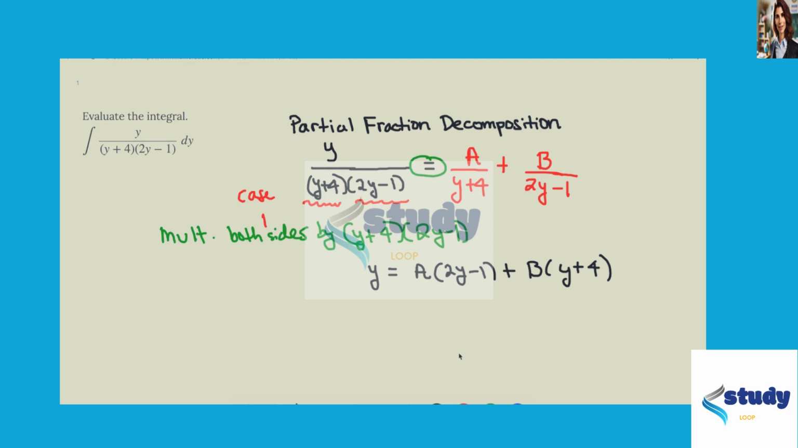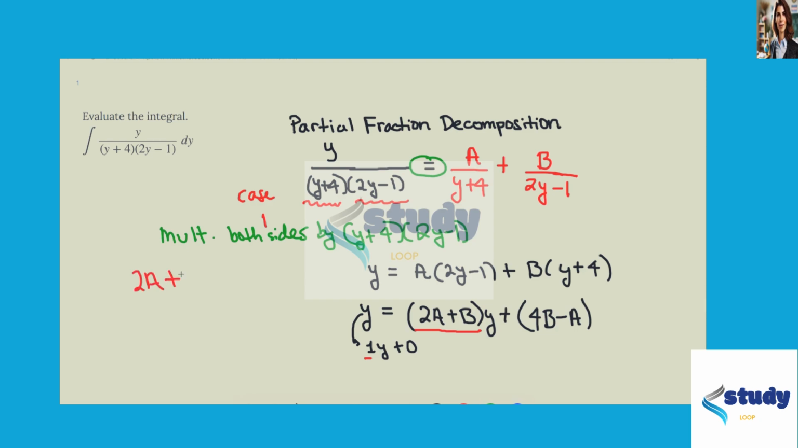And then let's just go ahead and rewrite this right-hand side. Let's factor out a y there. We'll get 2a plus b all in front of the y, and then we're left over with 4b minus a. So that's our constant term. Also, we can rewrite this y as 1y plus 0. So the term on the left-hand side in front of the y is 1. The term on the right-hand side in front of the y is 2a plus b. So we must have 2a plus b is 1.